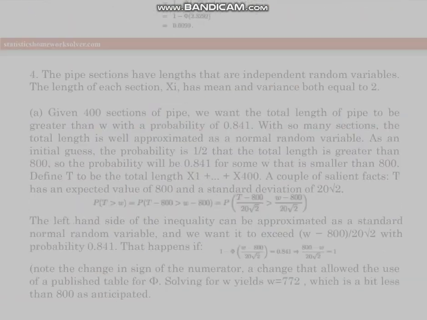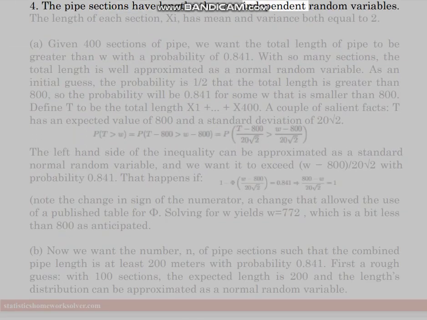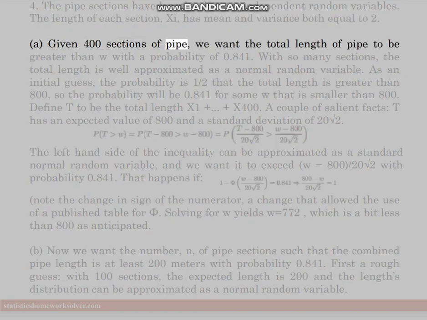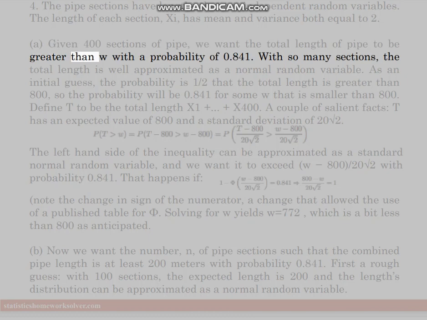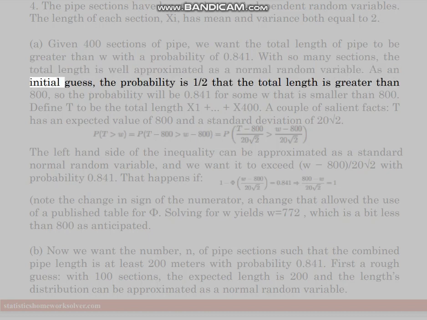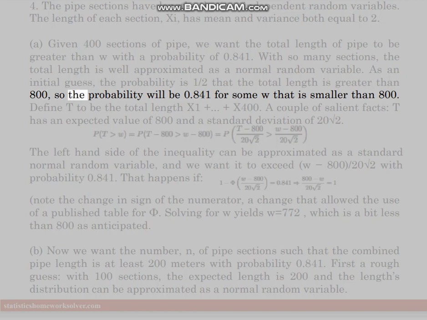4. The pipe sections have lengths that are independent random variables. The length of each section, X, has mean and variance both equal to 2. A. Given 400 sections of pipe, we want the total length of pipe to be greater than W with a probability of 0.841. With so many sections, the total length is well approximated as a normal random variable. As an initial guess, the probability is 1/2 that the total length is greater than 800, so the probability will be 0.841 for some W that is smaller than 800.